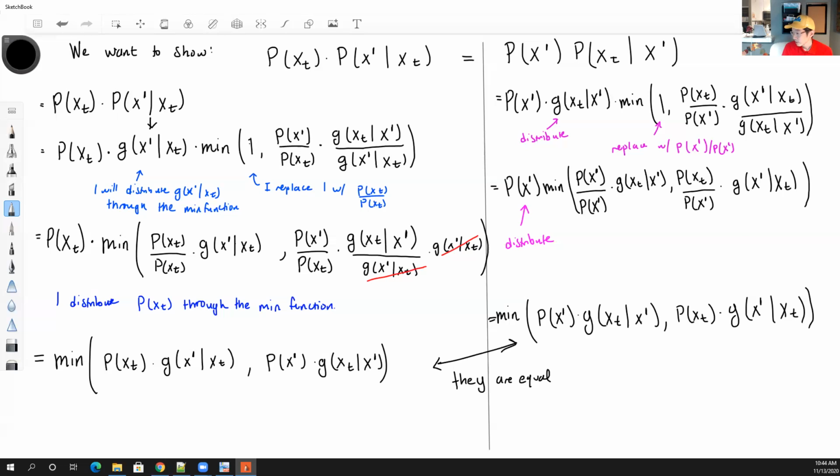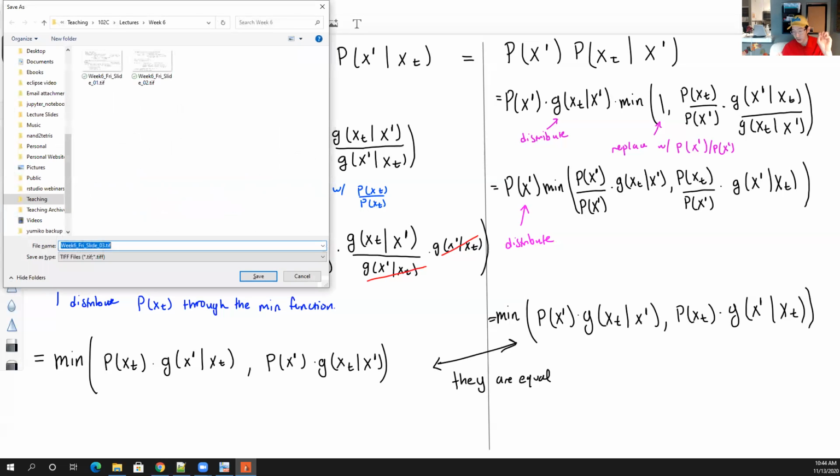So this is just to show that these two things are equal, meaning that we have detailed balance: the amount flowing from one state to the other is equal to the amount flowing from that state back to this state.